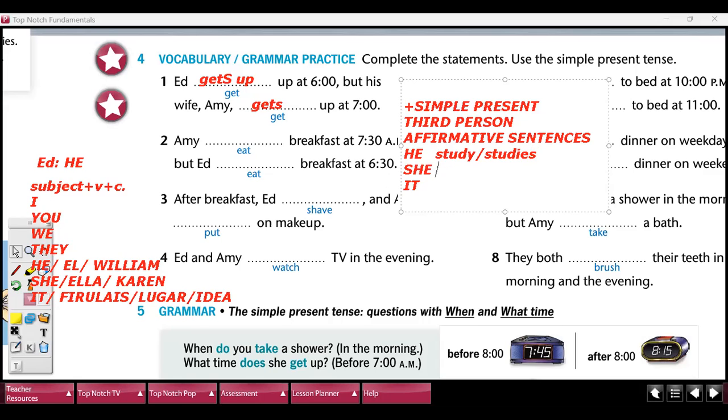Ese sería una de las reglas. Ahora, el otro, el levantarse. La mayor parte de los verbos solamente se les agrega S. Solamente son excepciones cuando no se hace eso, ¿verdad?